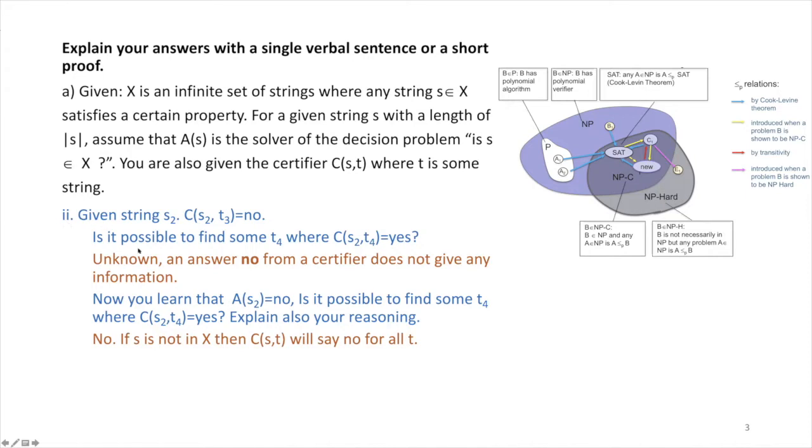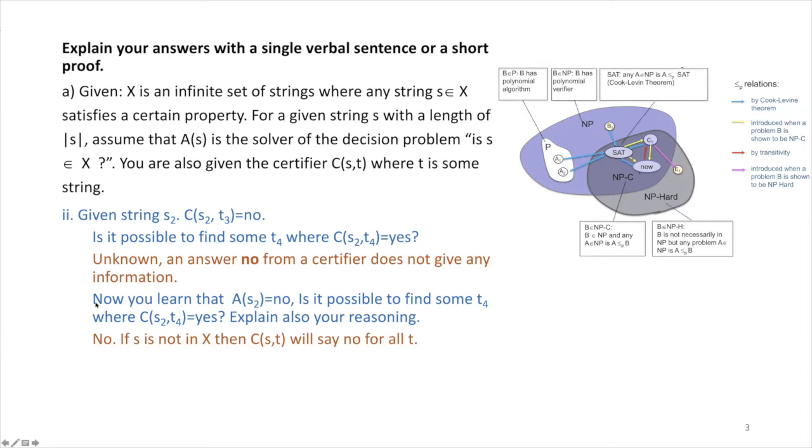Given string S2, certifier C(S2,T3) is no. Is it possible to find some T4 where C(S2,T4) is yes? The answer is unknown. An answer no from a certifier does not give any information. So we cannot know whether it is possible to find such a string saying yes or not.